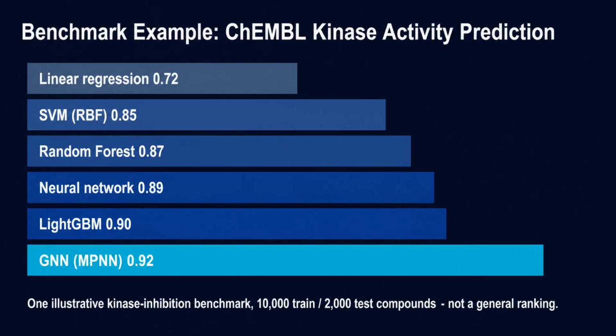Real-world performance on kinase inhibition prediction with large training and test datasets shows a clear progression. Linear regression achieves moderate performance. Random forest reaches better results. SVM and neural networks achieve higher performance. LightGBM and graph neural networks using MPNN architecture achieve the best results. This shows the progression of methods over time.